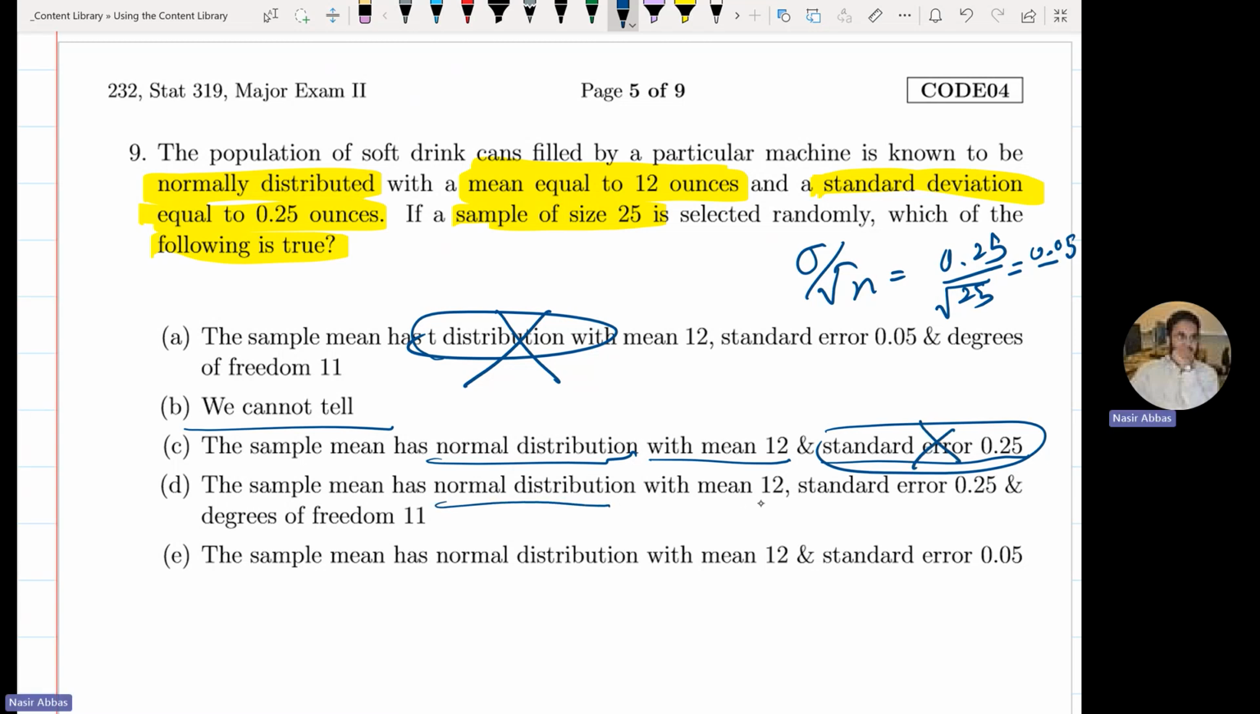Normal distribution is correct. Mean is correct. Standard error, 0.25 degree of freedom. No, wrong. Mean is 12. Standard error is 12. Distribution is normal. This is correct. So also this is incorrect. We cannot check the option that we cannot tell. We can tell that option E is correct.